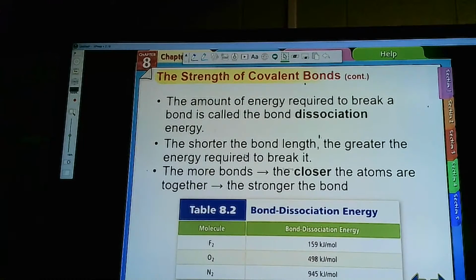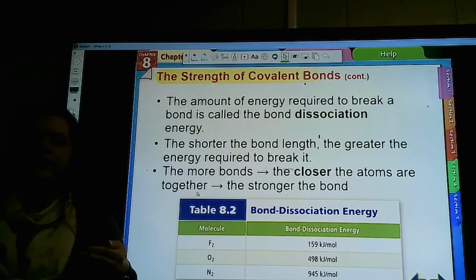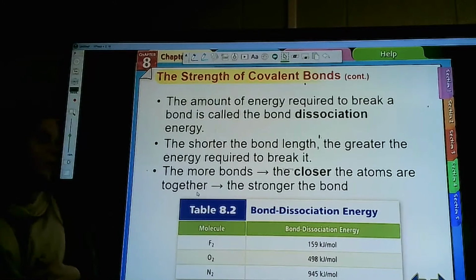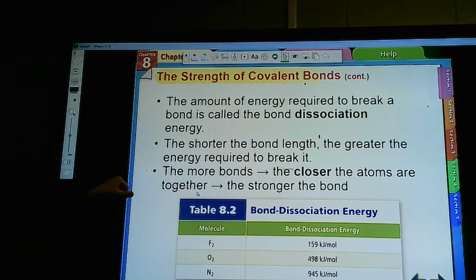The way that we define how strong these bonds are is with a term called bond dissociation energy. Bond dissociation energy means the energy I need to put into breaking the bond. So the stronger the bond, the more energy you have to put into breaking it. This summary says the more bonds you have between two atoms, the closer the atoms are together, and therefore the stronger the bond is.